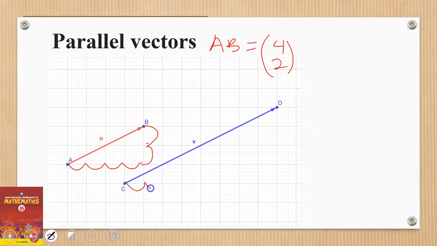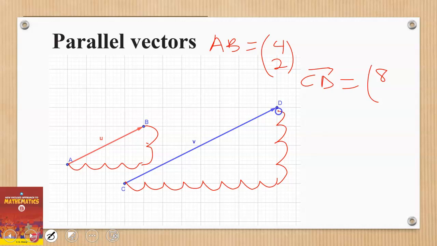Vector CD is 1, 2, 3, 4, 5, 6, 7, 8. So CD, the X component is 8, and the Y component is 1, 2, 3, 4. So positive 4 because we went upwards. Now, what is the relationship between vector AB and vector CD?